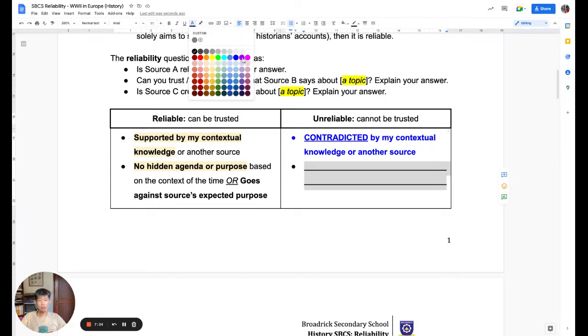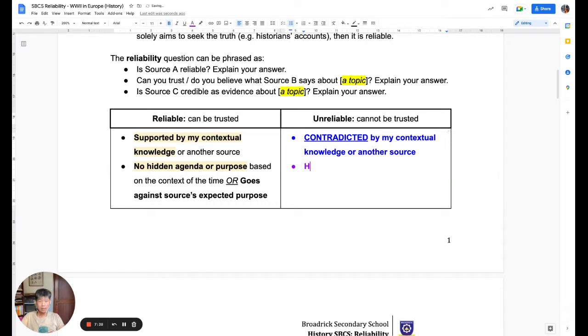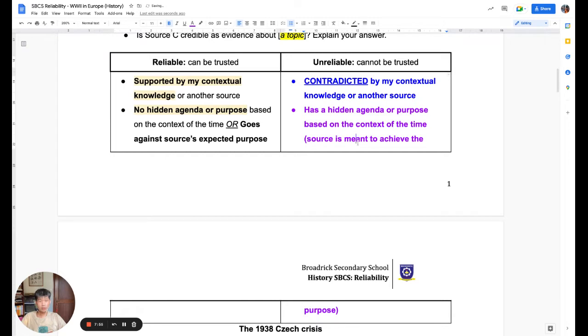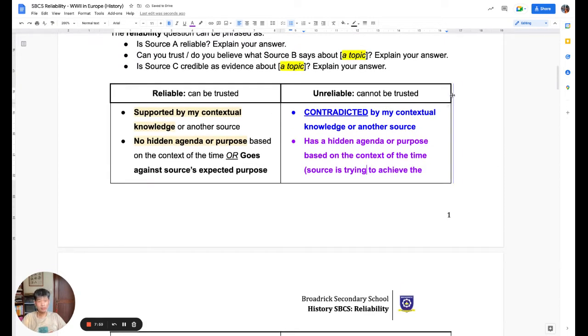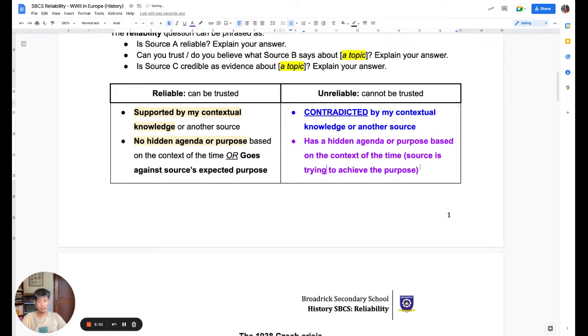If a reliable source has no hidden agenda or purpose, an unreliable source has a hidden agenda or purpose based on the context of the time. And the source is meant to achieve the purpose. Right, the source is trying to achieve the purpose. There is a reason why the source giver gave this source. So you can see the agenda, you see what they're trying to do in this source.